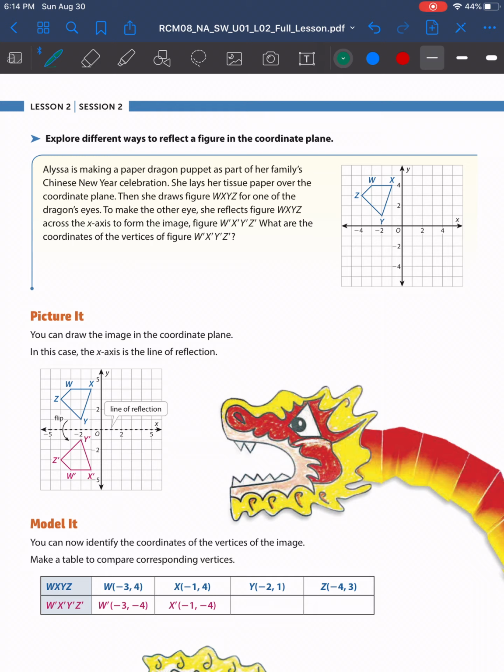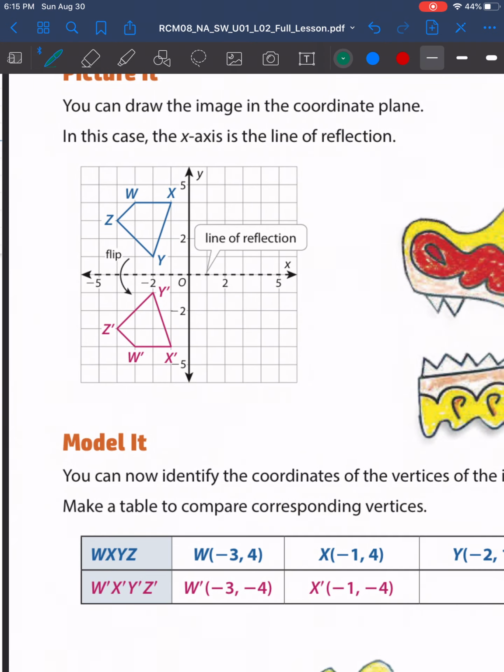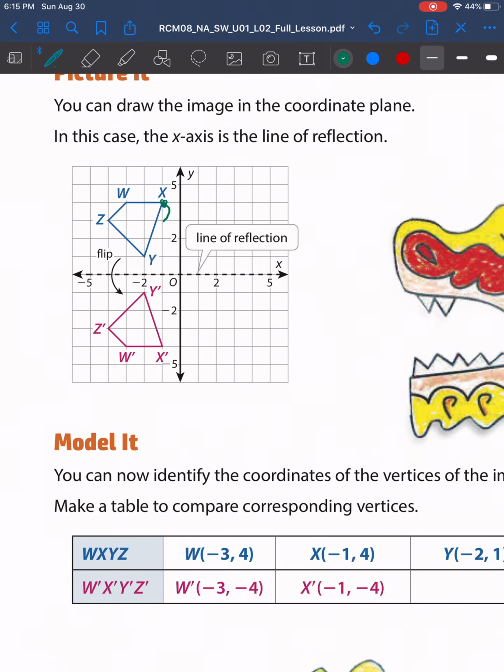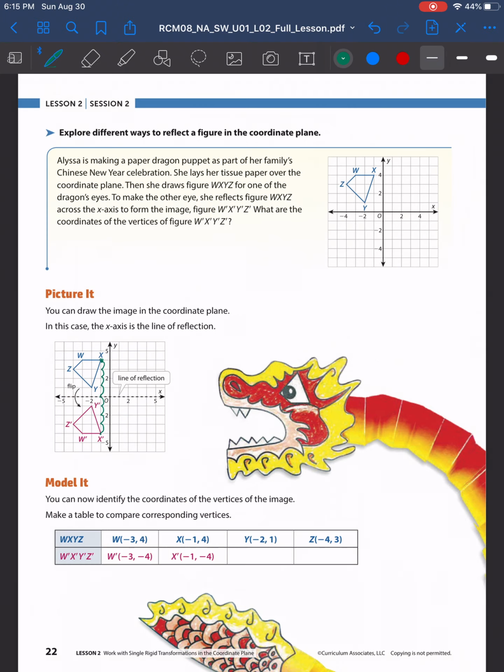Over here, it is just explaining pretty much what we did. What I want you to remember is to count how many spaces it is to the line of reflection, and then count that many spaces on the other side. We're not going to worry about the model too much. The picture shows what we did. The model shows you how the coordinates really didn't change. It was more the negatives that changed.